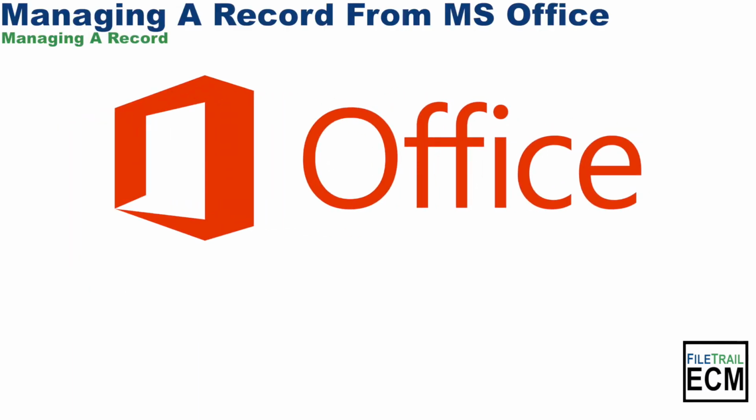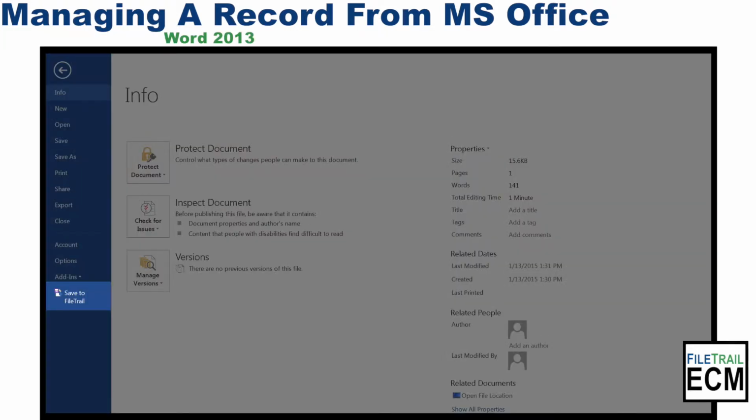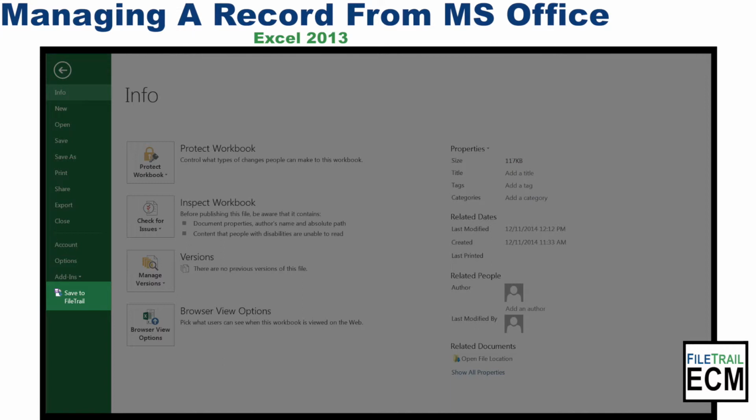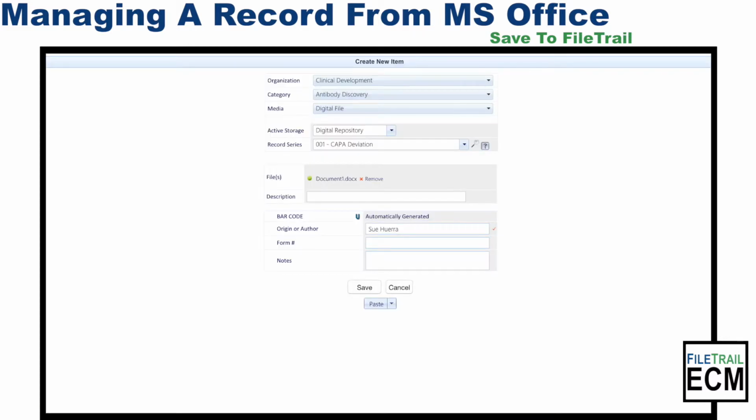A record can be managed from Microsoft Office directly in Word, Excel, or PowerPoint. This is done by saving the document to FileTrail. In Word, you see the Save to FileTrail option on the File menu. The same option appears in Excel and in PowerPoint. When saving to FileTrail, you would be prompted for information to help save the electronic document to FileTrail. Then, the Create New Item window appears. This collects classification information and metadata. Once saved, the electronic document remains in the creation cart in case you need to make corrections.